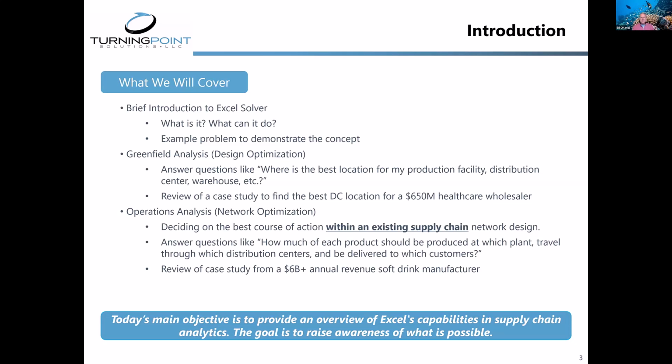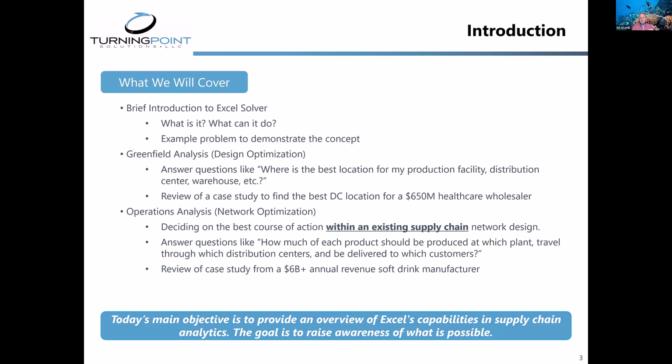We'll then go into a case study where we'll do some network optimization. The difference between this case study and the first one is that in Greenfield analysis, we have no idea where the facility is going to be. The objective of the Greenfield analysis is to find the optimum location for my facility. In an operations analysis, network optimization, I've already got a network in place.